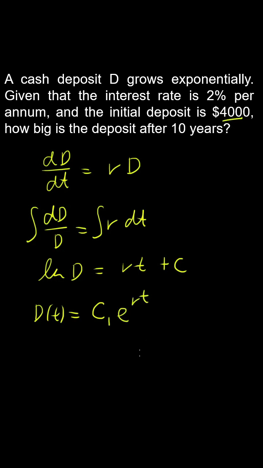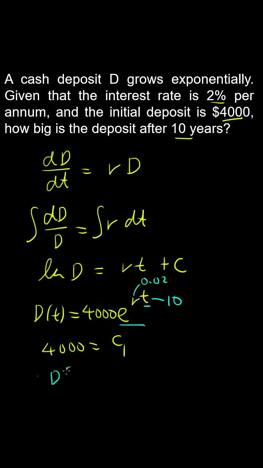So the initial deposit is $4,000, so we have 4,000 is equal to C1, because we substituted for t equals 0. And to calculate how big the deposit is after 10 years, we can use the interest rate. So substitute 2%, which is 0.02 per year, multiply by the time in years, which is 10 years. So therefore this quantity is dimensionless, and therefore D of 10 is equal to $4,885.61.